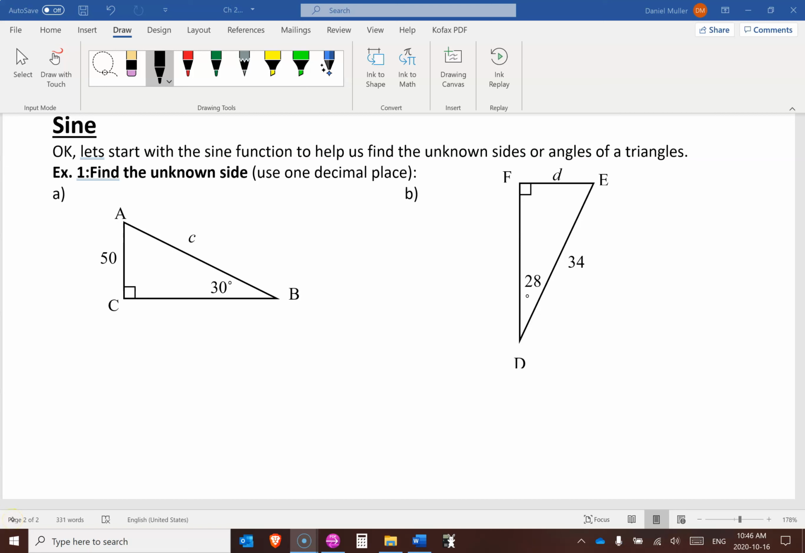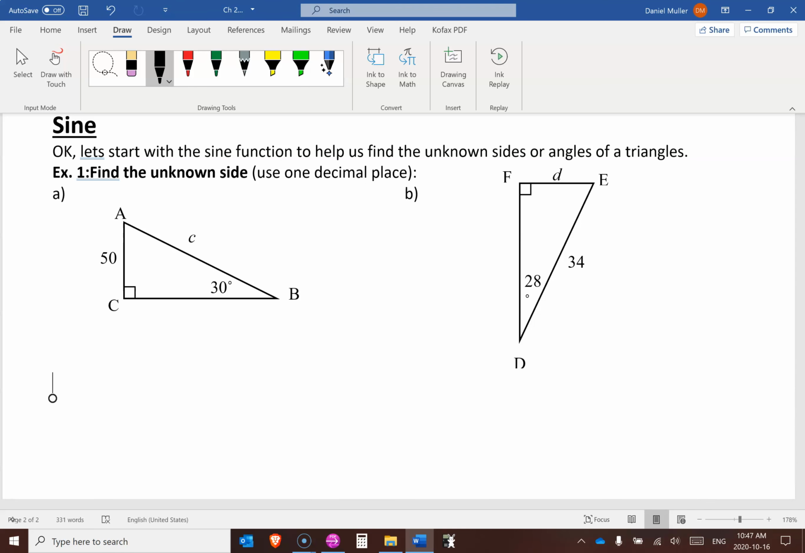Okay, so let's start with sine. The rest of this chapter will be dealing with sine, and then the other question will have cosine and tangent as well. What it wants us to do is find the unknown side. In this case, it's labeled here as a c, which makes sense because there's a capital C and a lowercase c. And there's no label here.